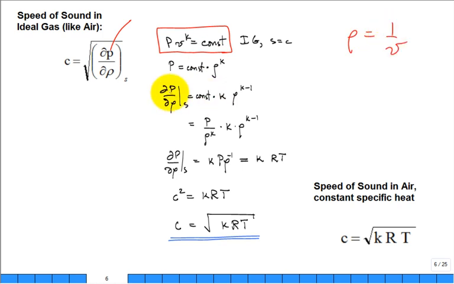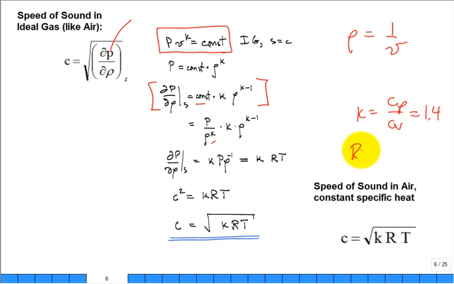Now you just turn on your mathematical skills and do the differentiation, and you substitute for what the constant is. That constant is PV^k. Put that in there, and it works out that it's equal to the square root of kRT. What again is k? Ratio of specific heats. For air at room temperature, about 1.4.